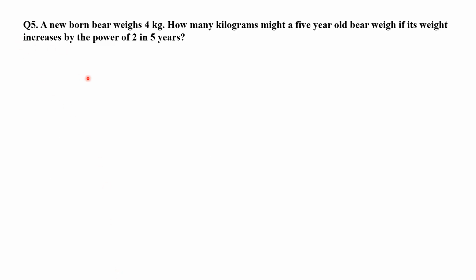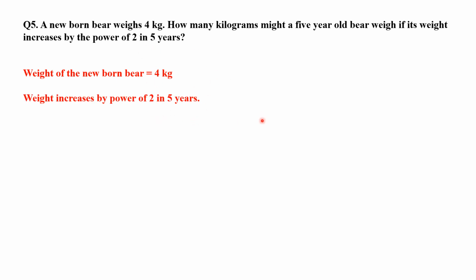Question number 5. A newborn bear weighs 4 kg. How many kilograms might a 5-year-old bear weigh if its weight increases by the power of 2 in 5 years? So it is given that the newborn bear weight is 4 kg, right? And it is given that in 5 years the weight is increasing by the power of 2 from the current weight. So the current weight is 4 kg. It is increasing by the power of 2. So the weight of the bear will be 4 squared, because it is given that the weight is increased by the power of 2. So 4 to the power 2 is 16 kg. So the answer is 16 kg.